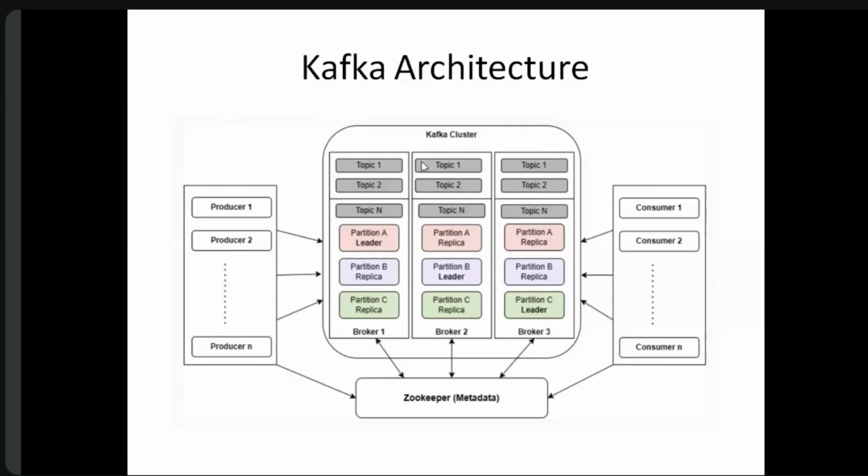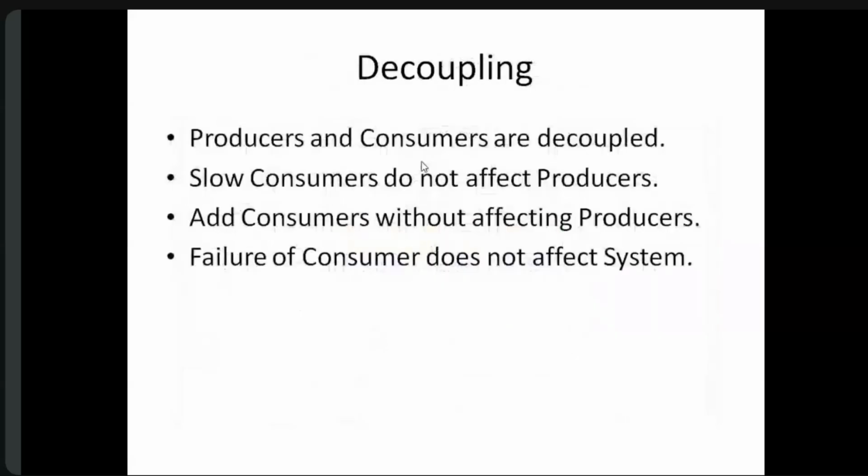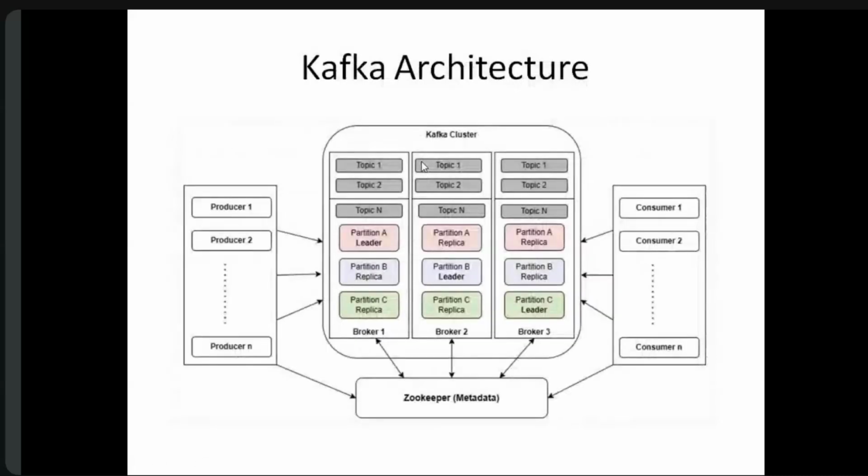They are decoupled, which means they are independent of each other because they are not directly communicating with each other. Producer will not send the data to consumer. Producer will simply put the data in the Kafka cluster. Similarly, when a consumer has to consume, it will not directly reach the producer. It will consume the data from the Kafka cluster. That's why they are independent.